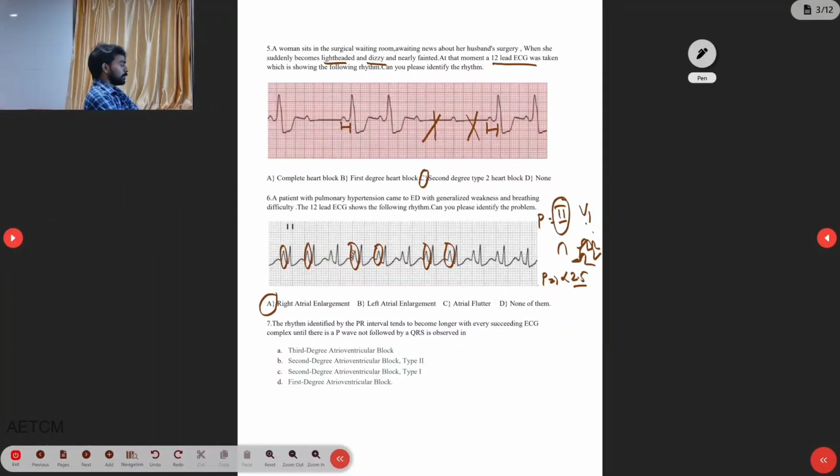Then the next question, the 7th, is: the rhythm identified by the PR interval tends to become longer with every succeeding ECG complex until there is a P wave not followed by a QRS complex. See, here we are saying the PR interval tends to become longer with every succeeding ECG complex. Successively the PR interval is prolonging. That's what is there in that question.